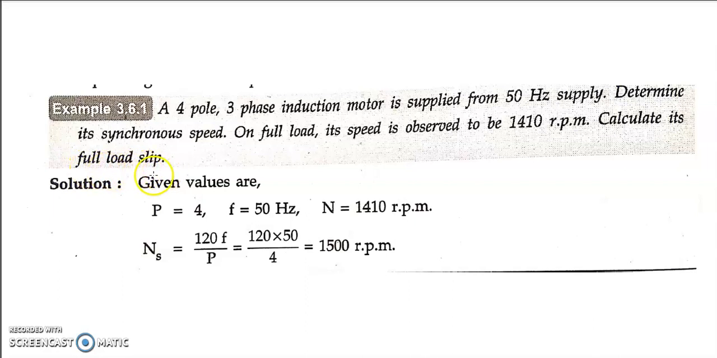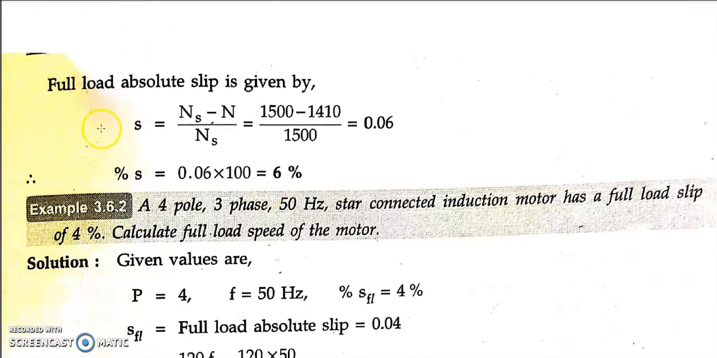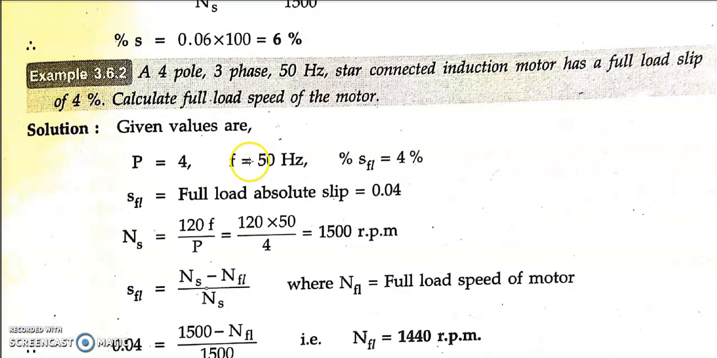Now it's time for what? To calculate full load slip, and the formula is (Ns minus N) divided by Ns, into 100. Here Ns we have got from the earlier calculation, so it is 1500, and speed N is given as 1410, and Ns you substitute again as 1500. If you do the calculation I would be getting 0.06. If I want to convert it to percentage, then just multiply by 100, and it will be 6%. So the percentage slip is 6%. So we calculated slip as well as synchronous speed.